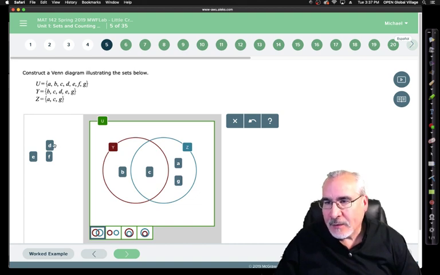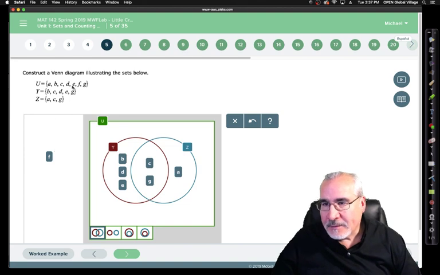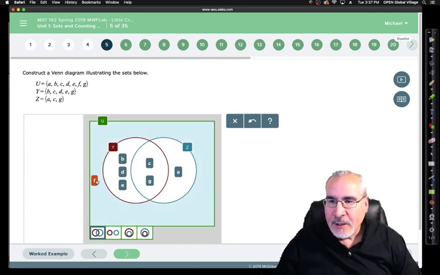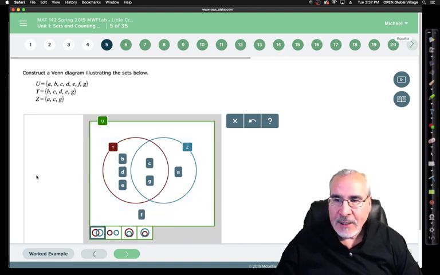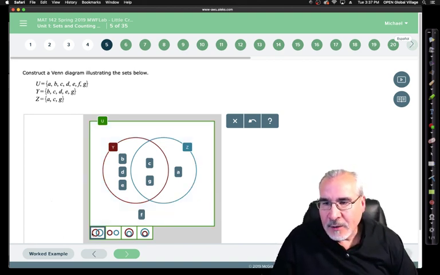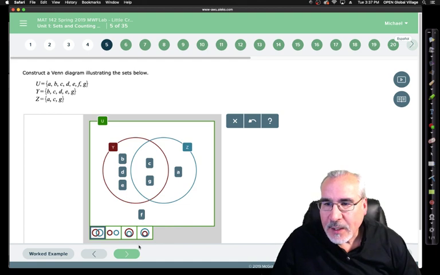D, it's left over here, so we just put it into Y. E, oh, there it is. So we can put that into Y. And then we've got G, but where is it? It's over here in Z. So we bring it to this middle region here, the shared place. What about F? Well, it's in the universal set. It's not in either Z or Y. So we just drag it over here, and we've got a correct answer.